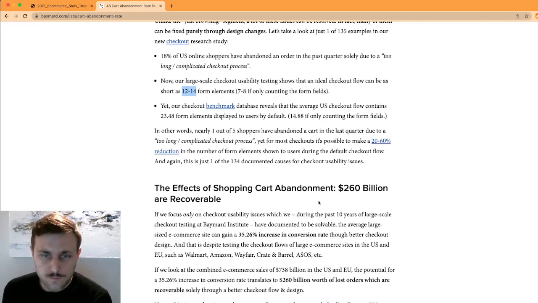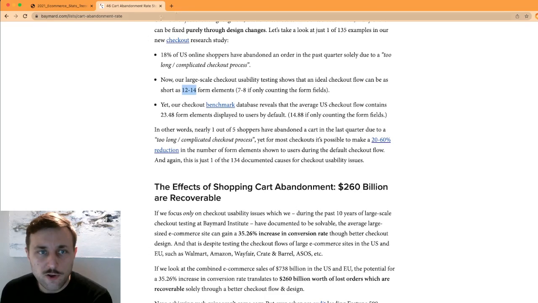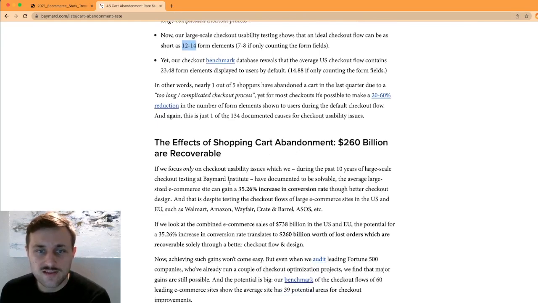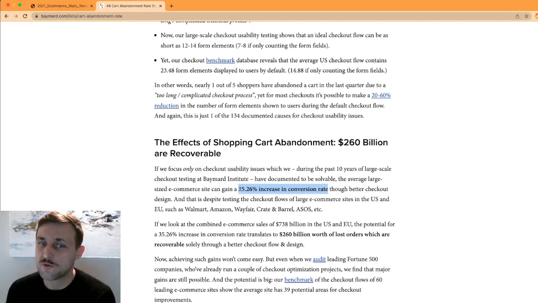Okay, and so by applying some of these tips, this study's conclusion is that anybody should be able to get about 35% increase in conversion rates. So that's a huge amount of sales that you could be gaining just by applying a few changes to your checkout process. Okay, so I hope all of this was helpful.